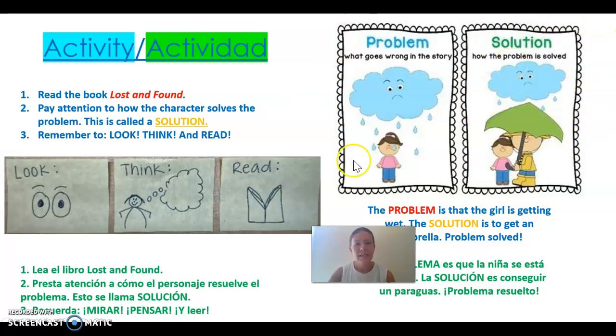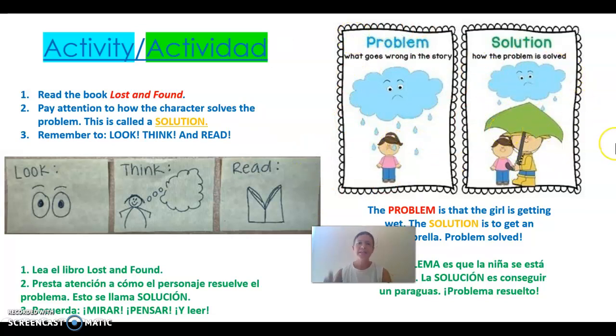So right here you can see that this little girl was having a big problem. It was raining and she was getting all wet. So she's a character, and they tried to brainstorm about what solution they could come up with to solve the problem. And so, what did they get her? Do you know what this is? Right, they got her an umbrella to keep her from getting wet. So the solution was the umbrella. The problem was that the girl was getting wet, and they solved it by getting her an umbrella.